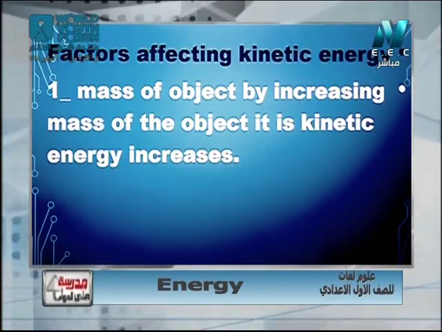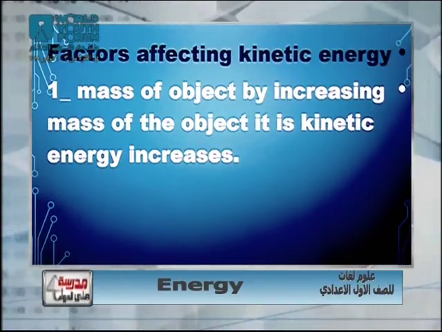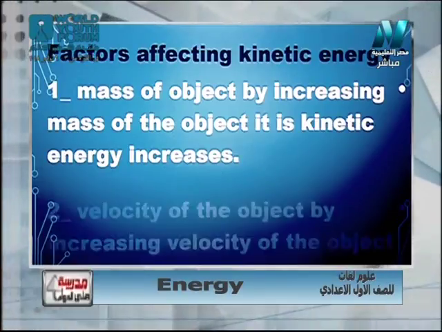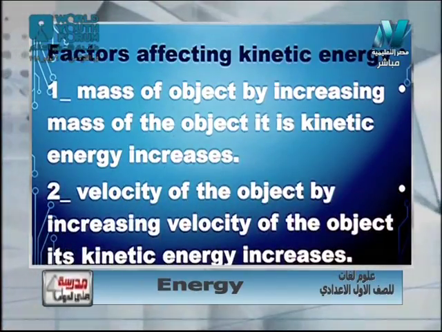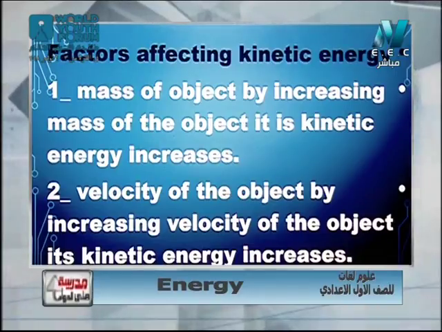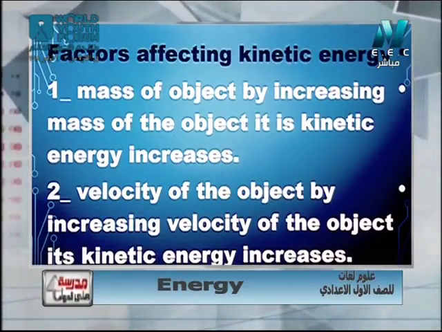So the factors are two. Number one, mass. By increasing the mass of an object, its kinetic energy increases. Number two, speed or velocity. Speed here means velocity. Velocity is speed but has direction. By increasing the velocity, its kinetic energy increases. On the monitor, please: factors affecting kinetic energy. Mass of object. By increasing the mass of an object, its kinetic energy increases. Number two, velocity of the object. By increasing the velocity, the kinetic energy increases.